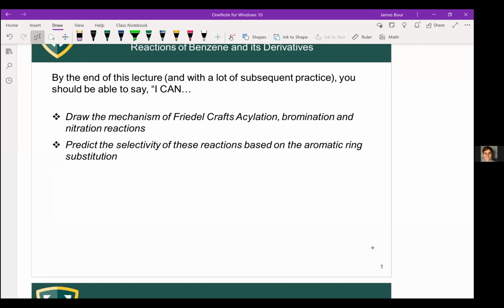All right, welcome to Chapter 22, Lecture 2, where we continue our discussion of electrophilic aromatic substitution reactions. So by the end of this video, you should be able to draw the mechanisms of Friedel-Crafts acylation, that is different than the alkylation that we learned about on Friday. You should be able to draw the mechanism of bromination as well as nitration reactions.